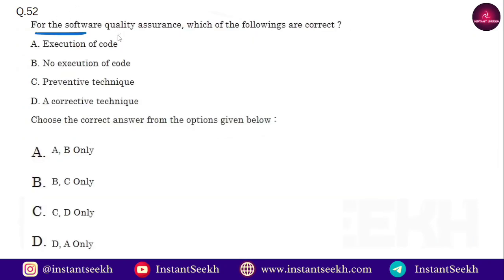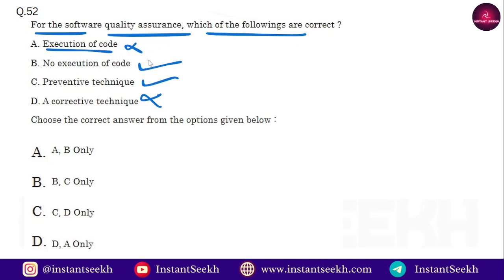For software quality assurance, which of the following are correct? Which of the following metrics are correct? Execution of code for software quality assurance? No, this is incorrect. No execution of code, yes, correct statement. Then prevention technique, yes, this is also correct. A corrective technique, no.